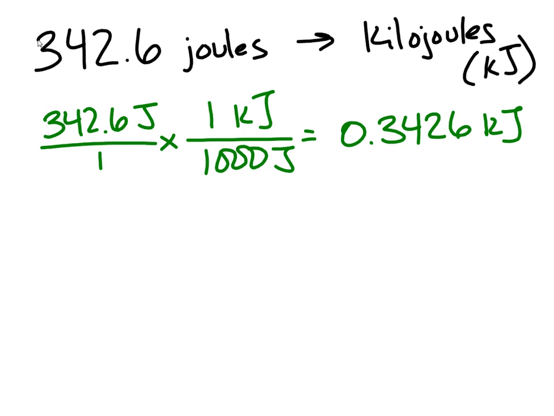Now there is a conversion between joules and calories, and it looks like this. This is a number you're going to have to know, and you'll use it enough that you will. There are 4.184 joules in every calorie. So 4.184 joules per calorie.